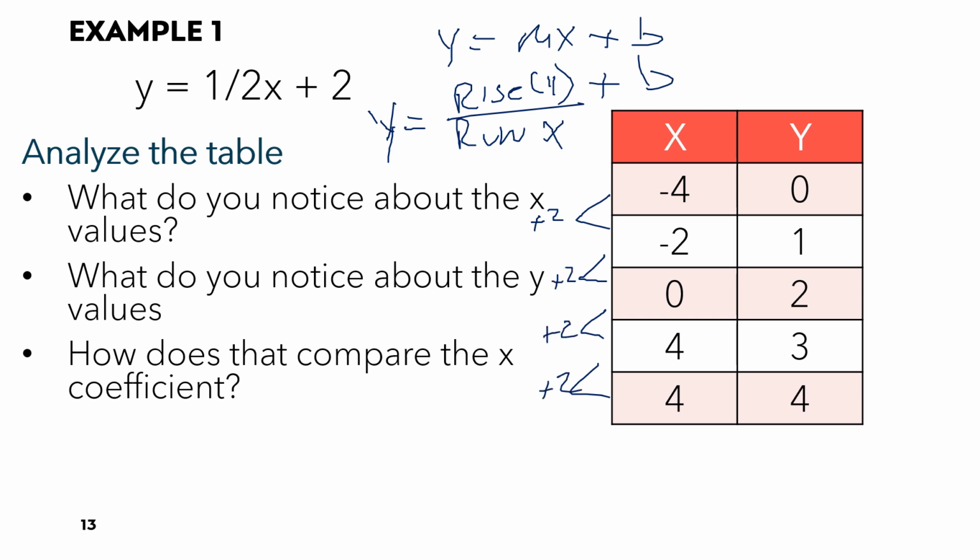So if you look at our original equation, the run spot is 2. Remember, this first column is your run, which means your second column must be your rise. Now what do we notice about the rise? You probably figured that out already because you're smart people. It increases by 1. So how does that compare to the x coefficient?